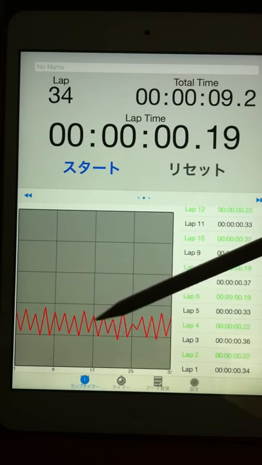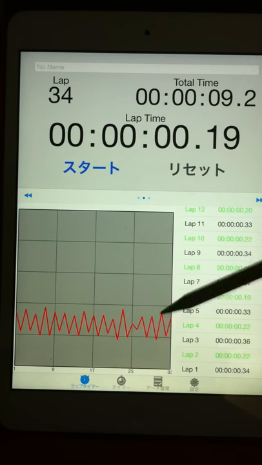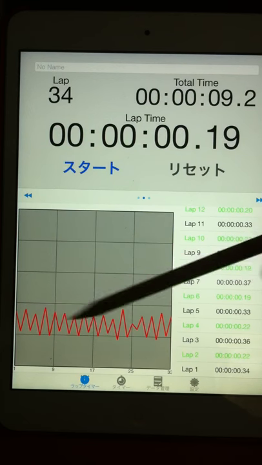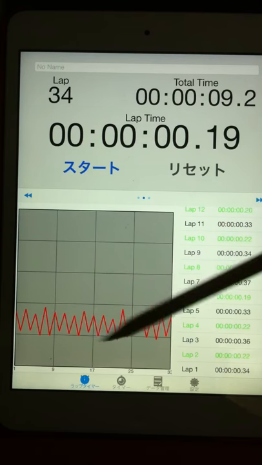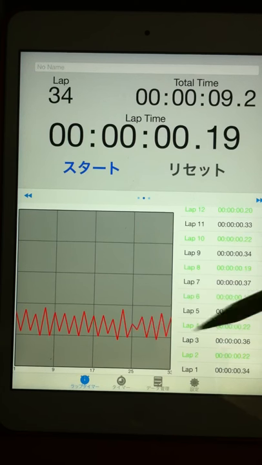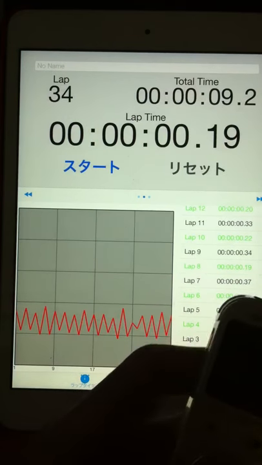22 or something like this. Almost. And this part only modest bounce. Let's listen.